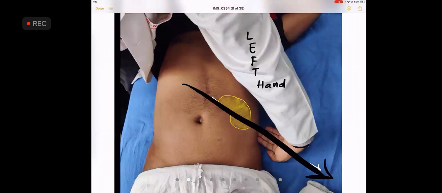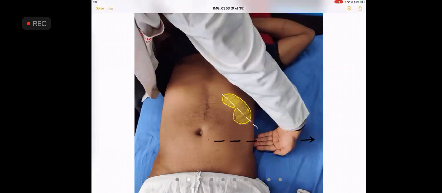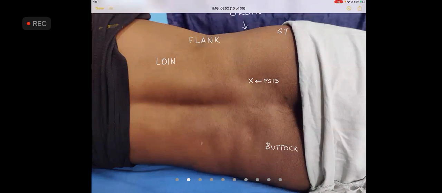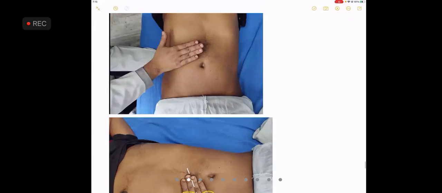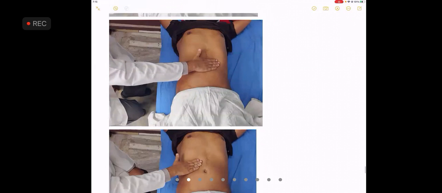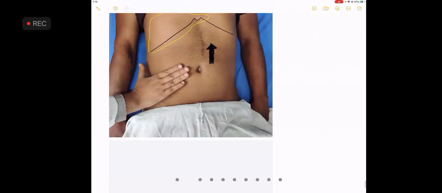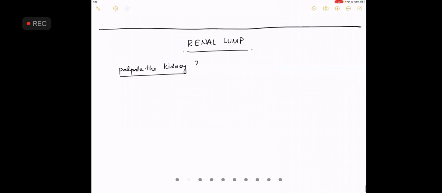The axis of the hand is like this. This is wrong. This is the right technique. Okay? All done. We have talked too much about methods and techniques. Let us now talk about the renal lump per se. Now, how to palpate the kidney is complete.